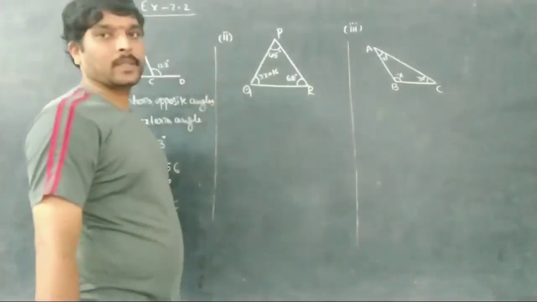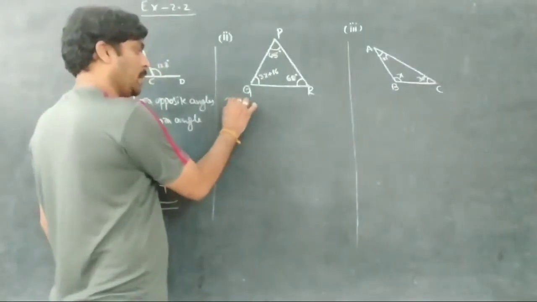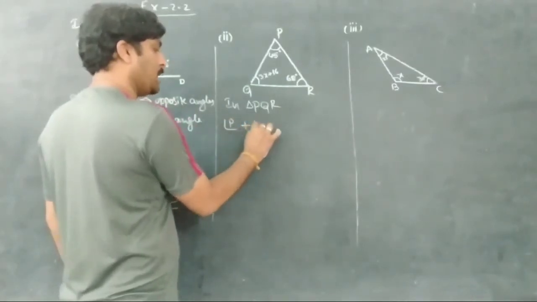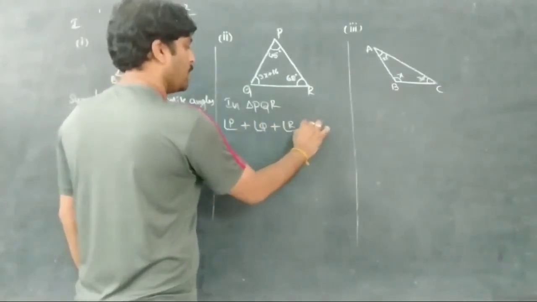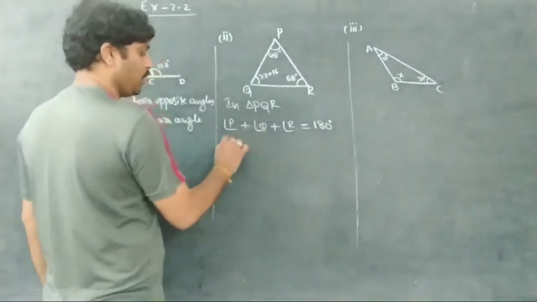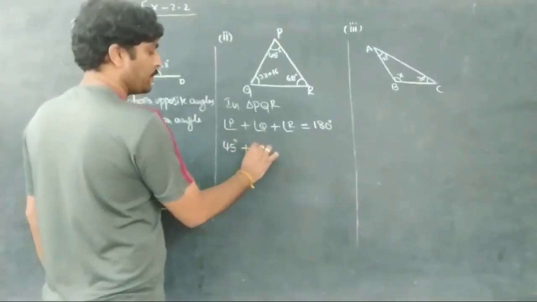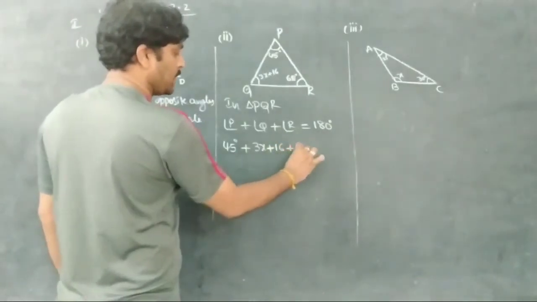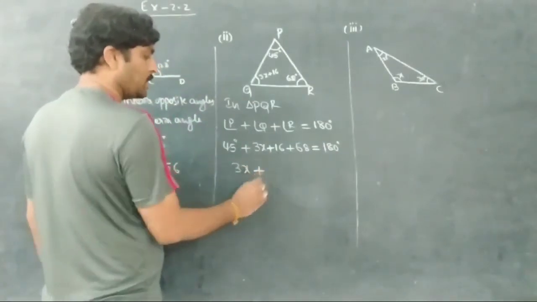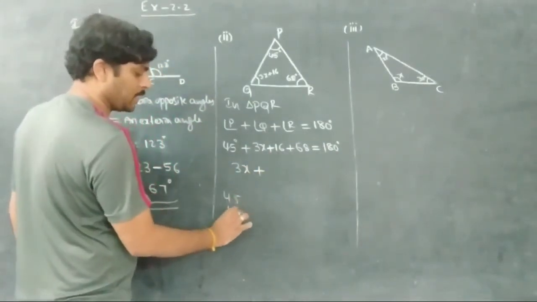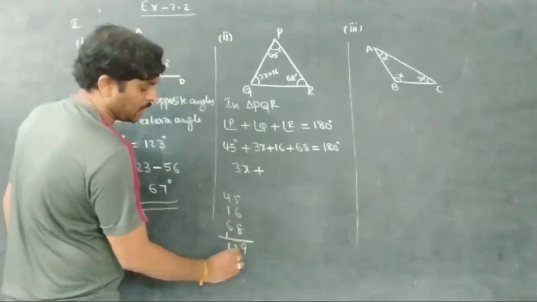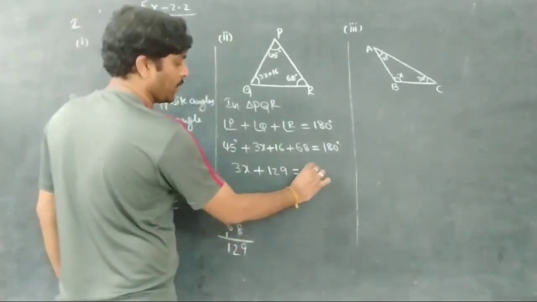Now in this figure there are 3 angles. In triangle PQR, in any triangle, the sum of the three angles, angle P plus angle Q plus angle R, is equal to 180 degrees. The sum of the angles in a triangle is 180. So now 45 degrees plus 3x plus 16 plus 68 is equal to 180 degrees. Adding 45, 16 and 68 gives 129, so 3x plus 129 is equal to 180 degrees.